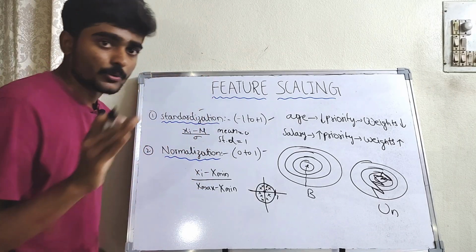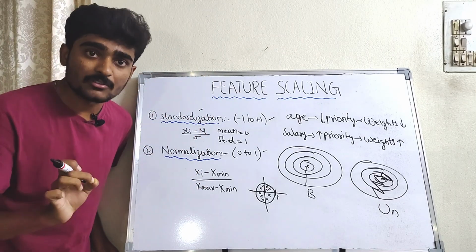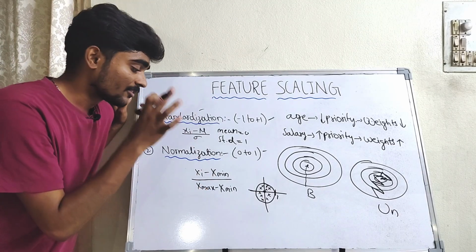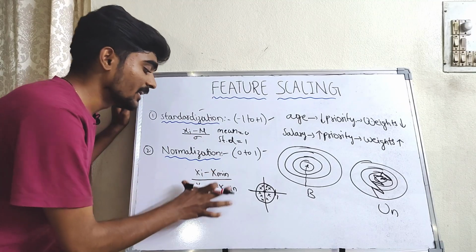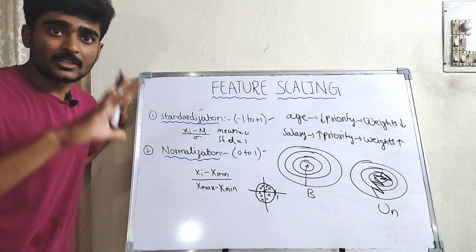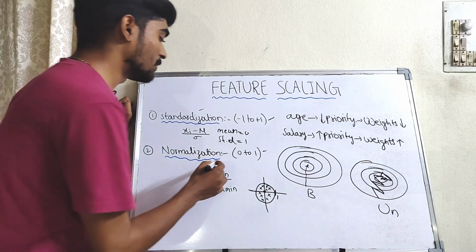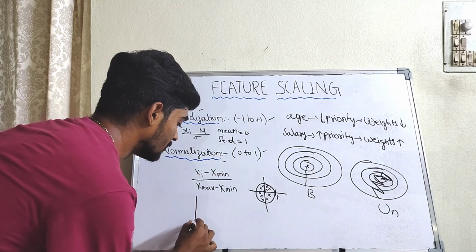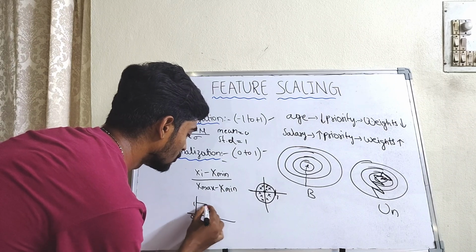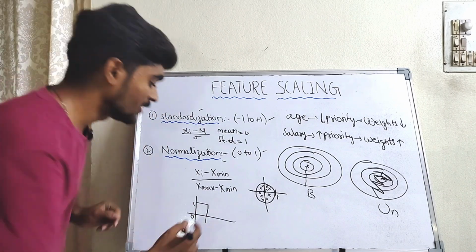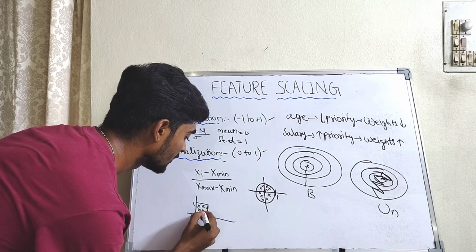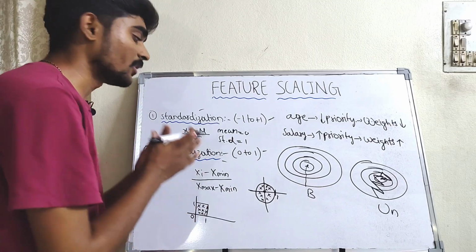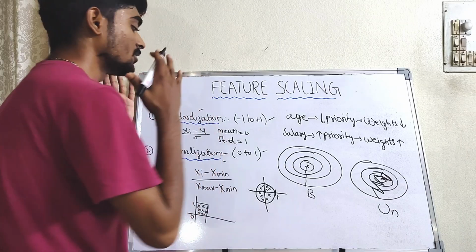What you actually do is you extract the minimum value and maximum value of that particular column, and you subtract the minimum value from each data point and divide by max minus min of that column. This is basically what happens in normalization. After normalization, the data points will be from 0 to 1, so our data points will be spread from 0 to 1.